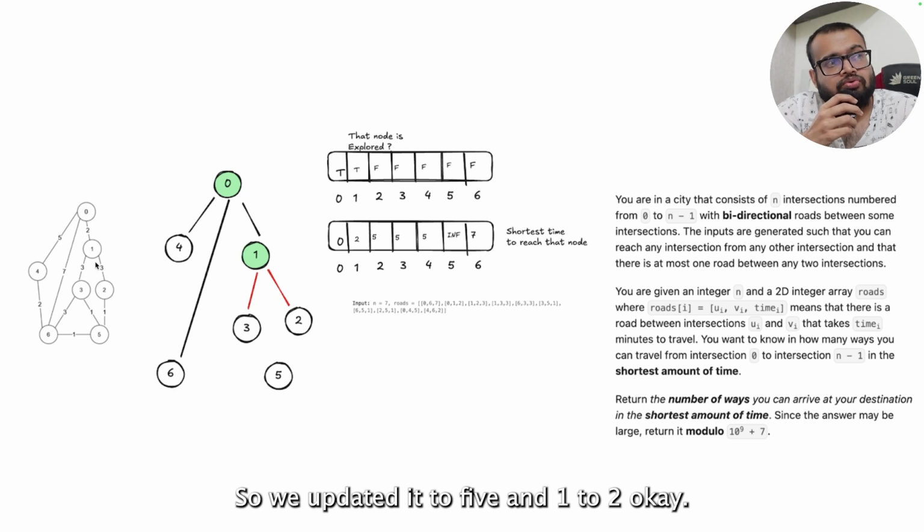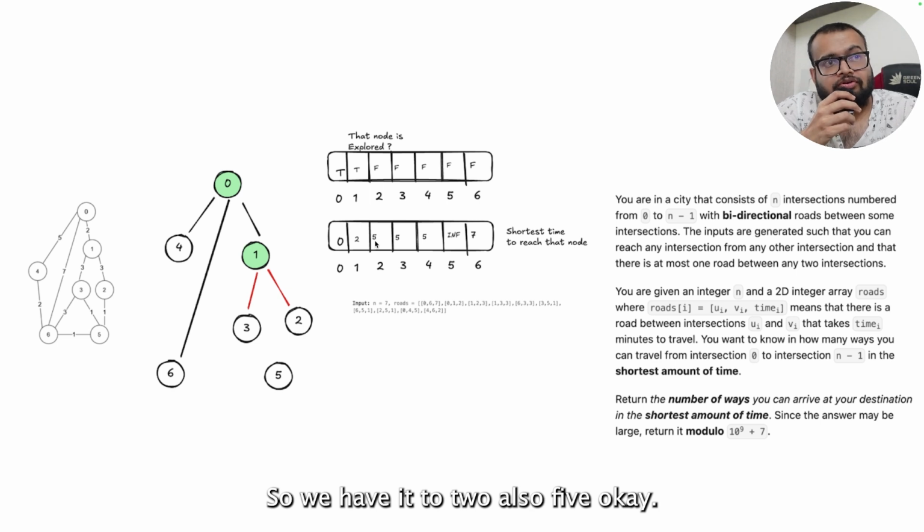And 1 to 2. Okay, 1 to 2 is 3. So 2 plus 3, 5. So we have updated node 2 also to 5. Okay, so now this is our updated array.